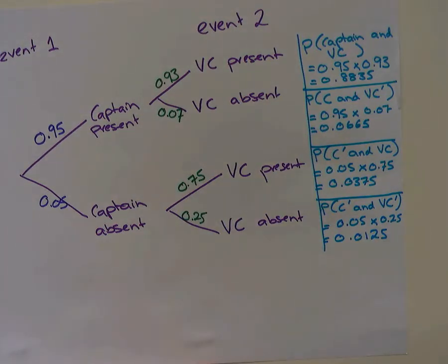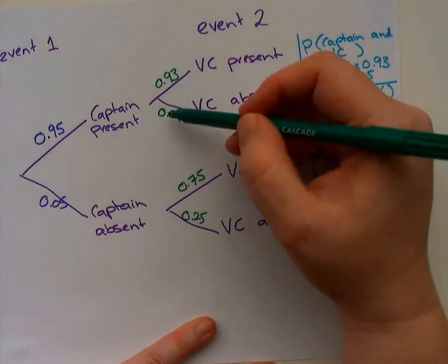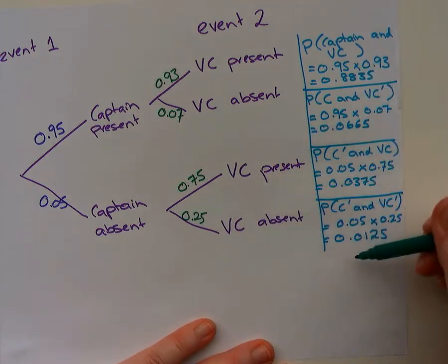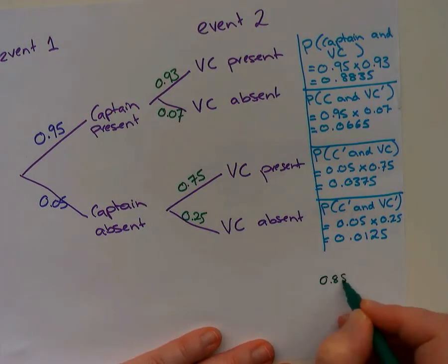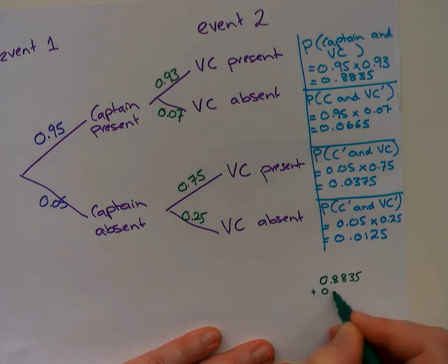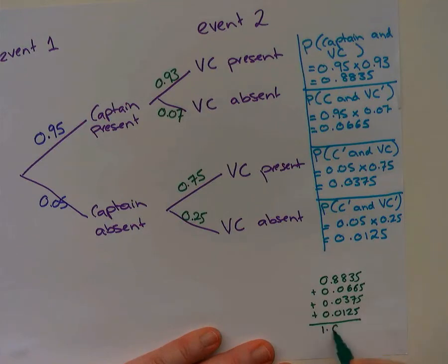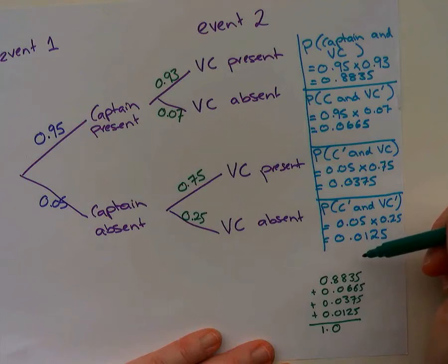Now, if you remember how we talked about these two numbers had to add up to 1, these two numbers had to add to 1, these two numbers had to add to 1, the same is true of all of these numbers. So if I took 0.8835 plus 0.0665 plus 0.0375 plus 0.0125, so those four probabilities there, if I add them up, they're going to add up to exactly 1. Okay, so all of those probabilities also add up to exactly 1.